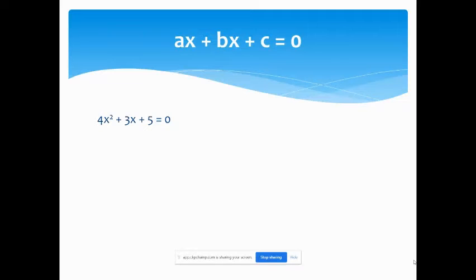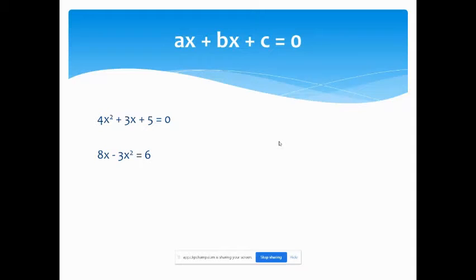So if the given is like this, we can now get the values of a, b, and c. The value of a is 4, which we can see in our quadratic term, or the numerical coefficient of x squared. Next, the value of b is 3, the numerical coefficient of x. Then lastly, the value of c is equal to 5, which is the constant term. Let's have our next example.